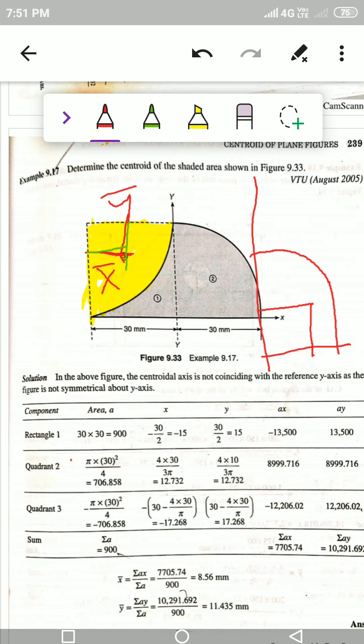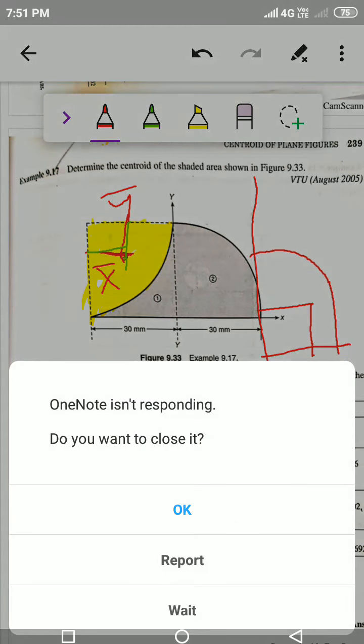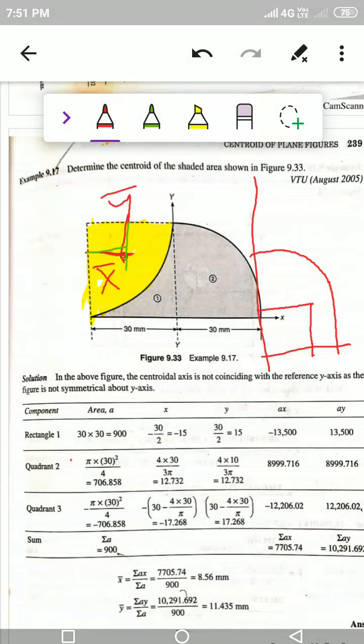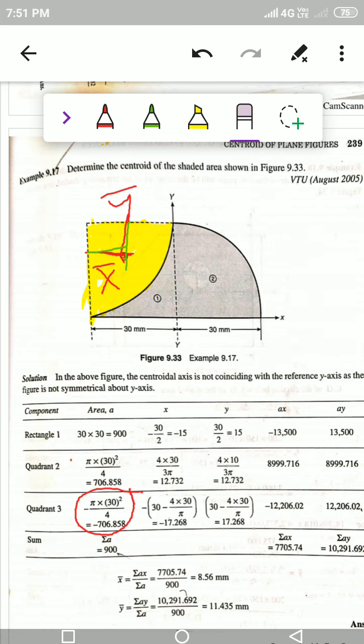So as usual, you have to calculate the area of the quarter circle here. That is area of the quarter circle, pi r square divided by 4. Why is it negative? Because it is a hollow area. You have to deduct this one, therefore it is negative. So now the x bar and y bar value, I will explain clearly.